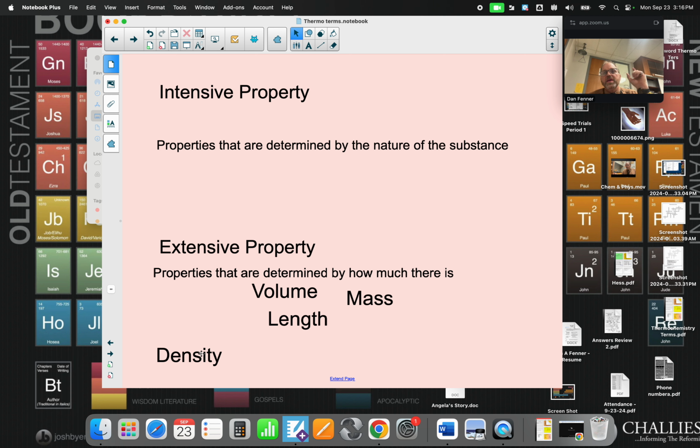Finally, density. The density of water is 1 gram per milliliter. If I take a cup or I take the ocean, pure water, 1 gram per milliliter. Always the same, it doesn't matter how much it is. So density is an example of an intensive property. Okay, so intensive, extensive. Good.